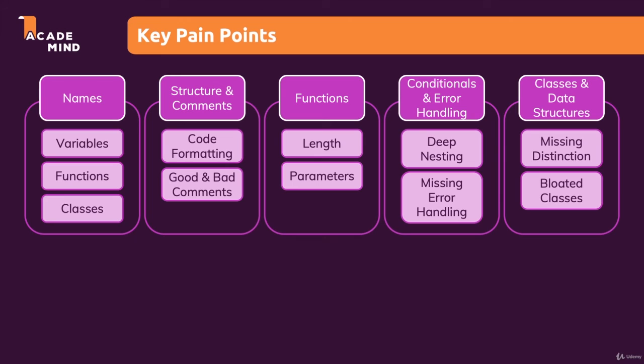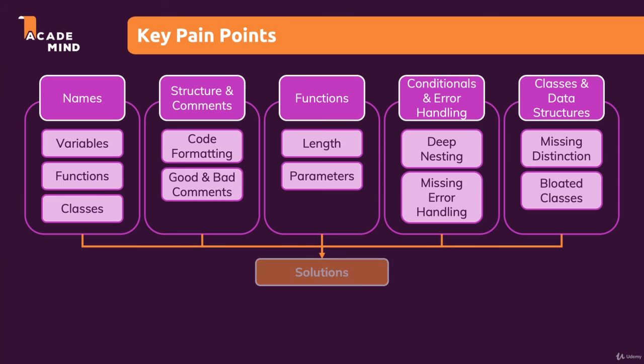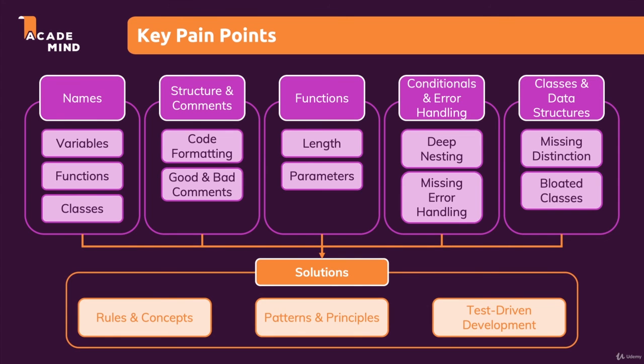In this course, we're going to have a look at all these areas, at all these pain points, and we'll not just learn about the problems and the challenges there, but of course we're going to dive into the various solutions you can apply to write cleaner code. We'll dive into important rules and concepts, patterns and principles you should be aware of, and we're also going to have a look in the functions module, we're also going to have a look at test-driven development, or how testing can help you write clean code as well.